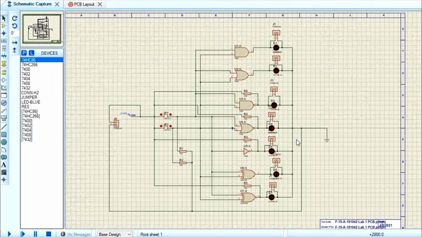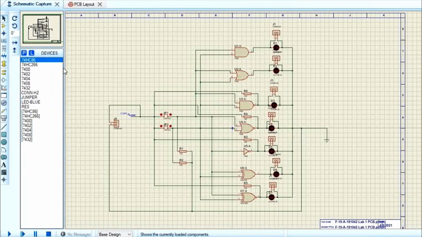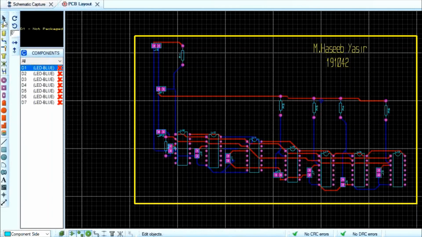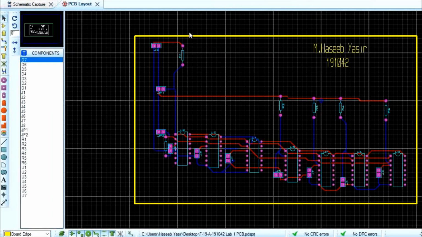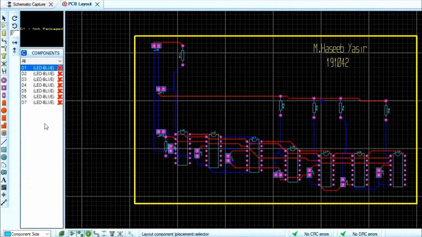Now I will tell you how you can design PCB layout for this schematic circuit. Here is the PCB layout button. When you click on it, PCB layout tab will open. First of all, you have to make boundary edge for your circuit. I use board edge in order to make boundary. After making board edge, I place all my components.